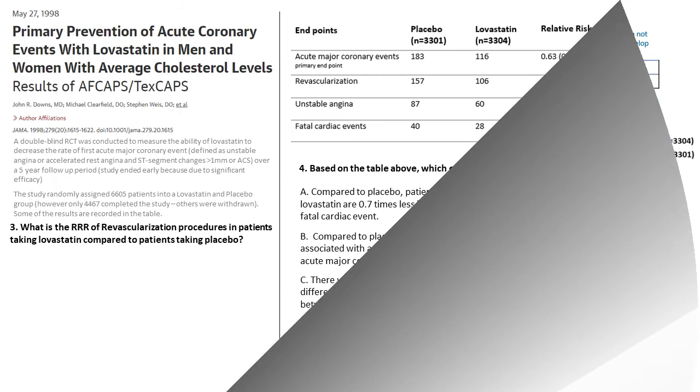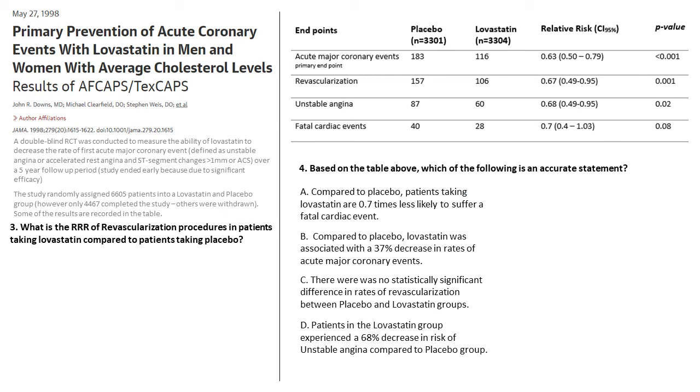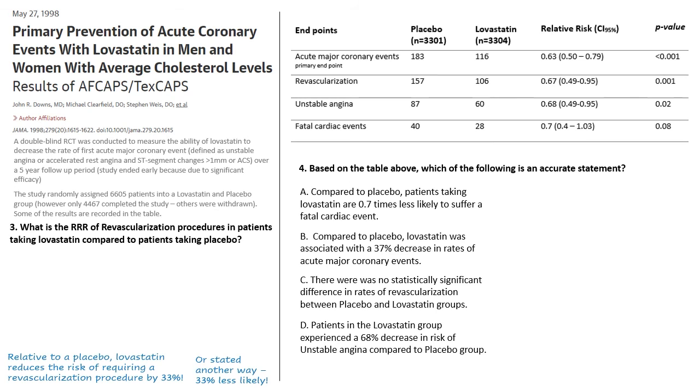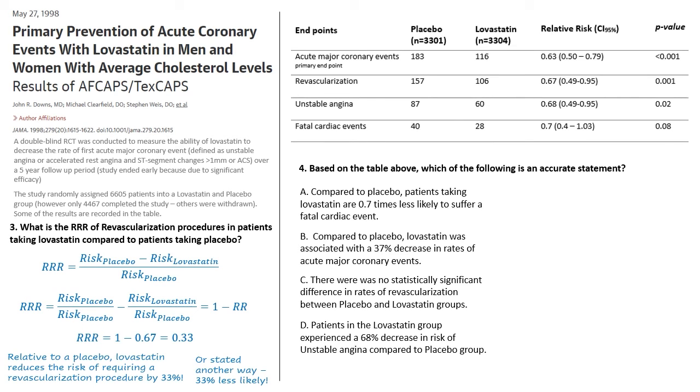Question 3. What is the relative risk reduction of revascularization procedures in patients taking lovastatin compared to patients taking placebo? Now we could plug in a bunch of numbers, calculate the relative risk reduction, or we can use our algebra noodle to make this here equation all nice and simple like. By doing that, we come up with 0.33, which can be interpreted as a 33% reduction in the risk of undergoing revascularization.